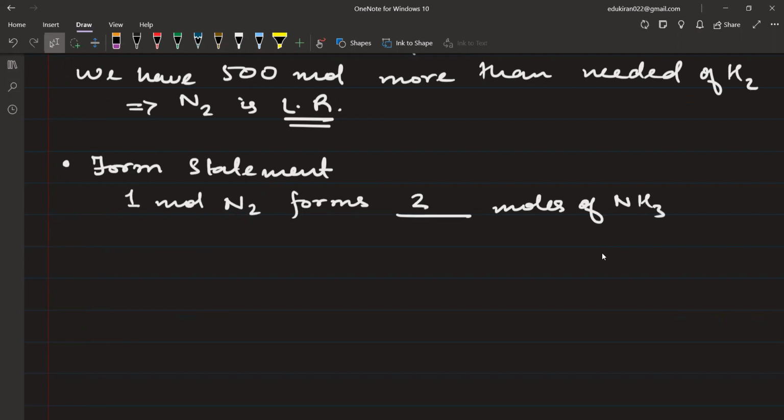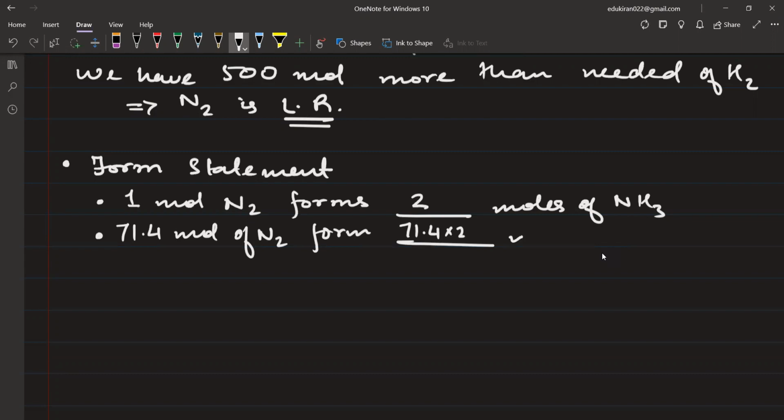Okay, so we have got it for 1. Now what will be the next statement? From what we have, how many moles of N2 do we have? Tell me. 71.4. 71.4 moles of N2 forms how many moles of ammonia? 71.4 into 2. Very good. 142.8. Correct. Grams. Okay, fine. Yes. So this is the first thing.